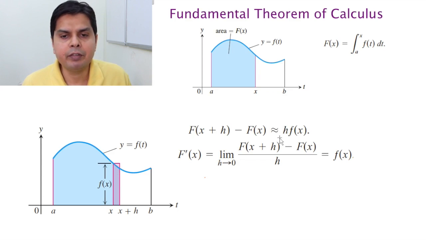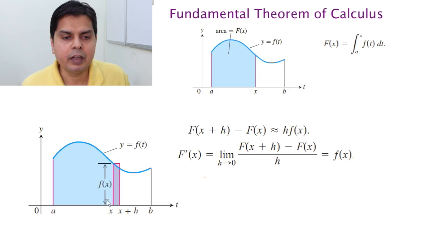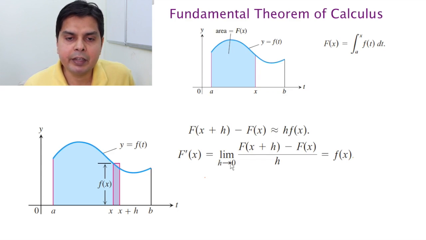If my h is very, very small, then although this y is equal to f(t) is a curve, I can approximate this area with the area of this rectangle having height f(x) and width h. So this area, that is F(x+h) minus F(x), will be approximately equal to h times f(x). This approximation will be exact when I take the limit h tends to 0.